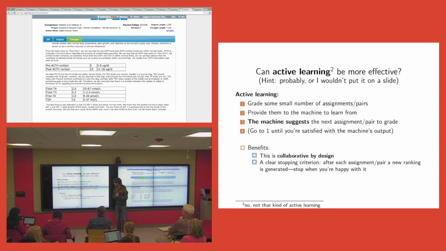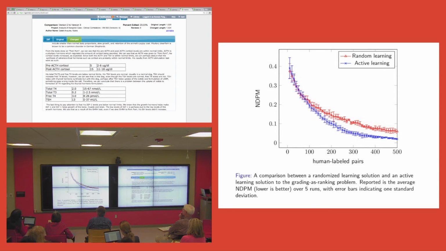And this is obviously collaborative by design, right? The whole setup is specifically tailored for the machine being able to ask you specifically for what's the most useful assignment to grade next. And if you do this, here is what you'd get if, at every step, you just randomly pick an assignment. Please grade this random assignment. I have no idea. The machine is not helping you at all.